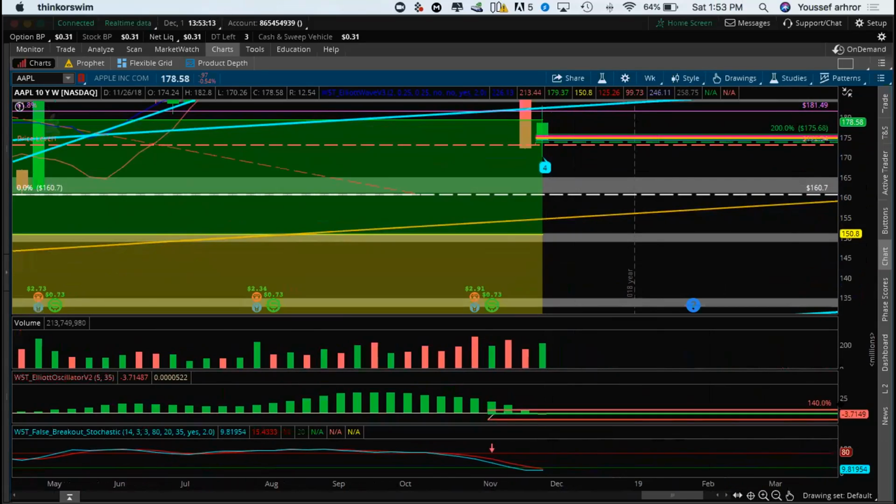We're okay on the stochastic. It's just crossing over in the oversold zone. Guess what? We actually got an accumulation week last week, which is very unusual for a bullish army. So it'll be interesting to see how that week goes next week.